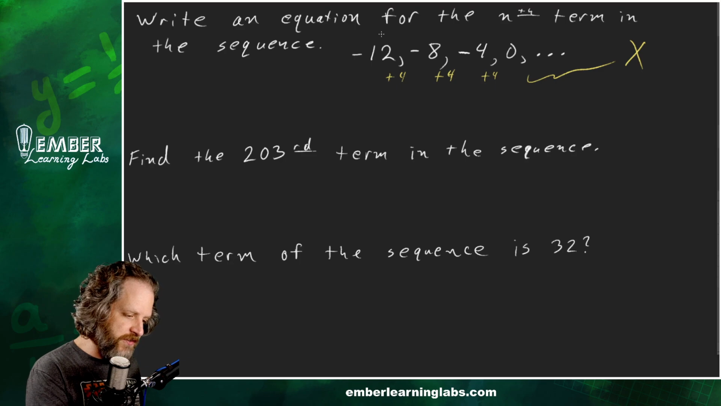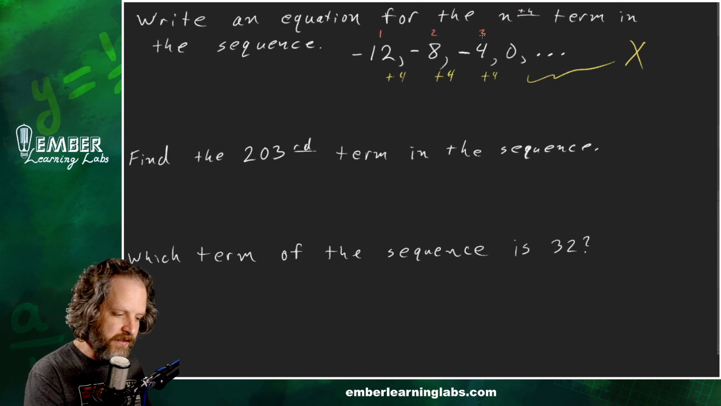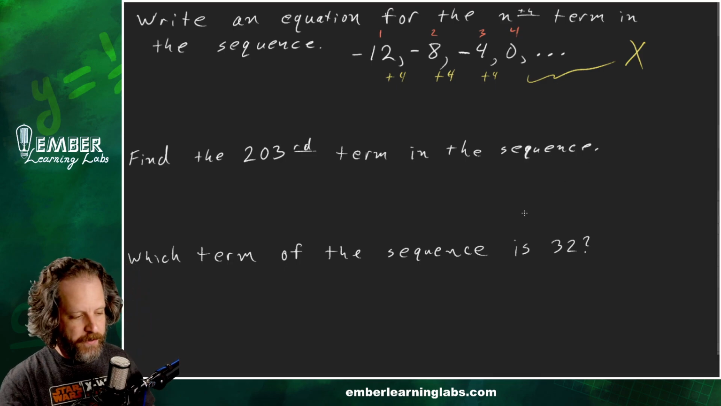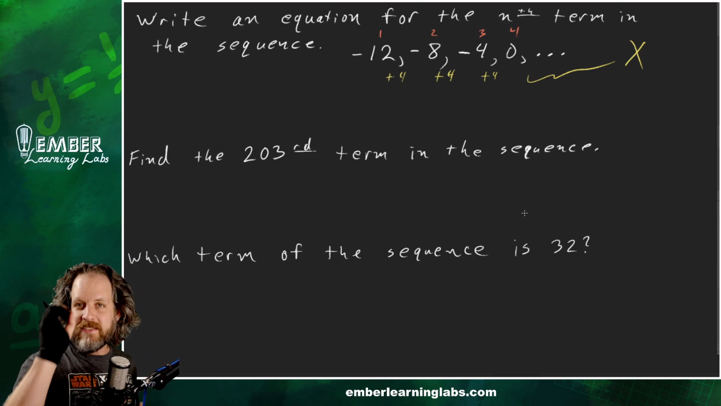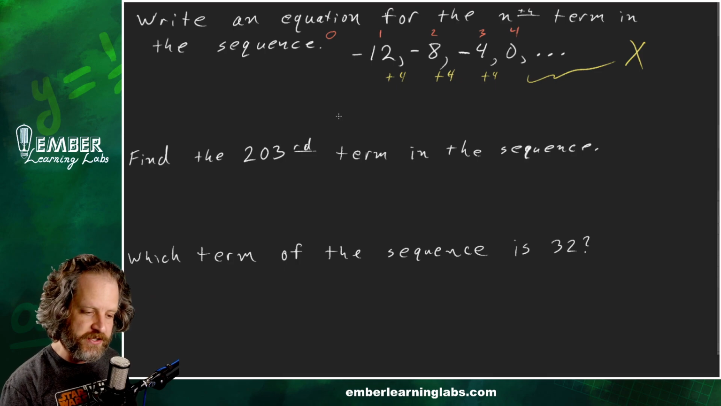So this in our sequence is the first term, which makes this the second, this the third, this the fourth. The fifth would be positive 4, right? We would add 4 to get to the next one. We keep on going, keep on going, keep on going. But we need to know what the 0 term is. So we need to walk one back and figure out what that 0 term is going to be.